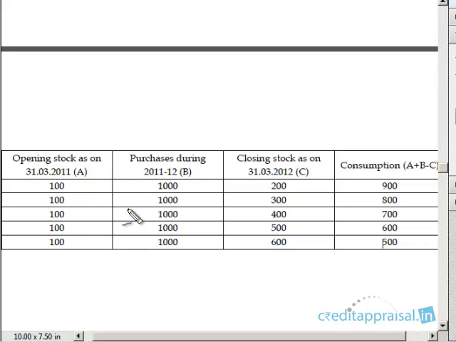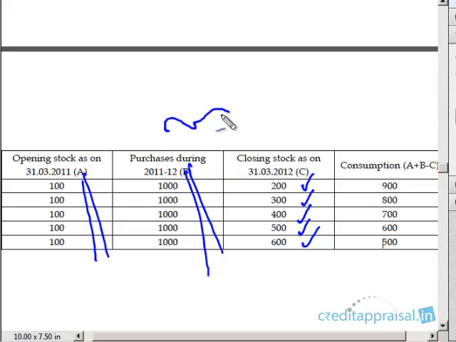So see this small table. Here the opening stock is same in all scenarios. The purchase is same, but the closing stock is different, right? If the closing stock is different, what does it mean? It means that during the year the company has consumed different amounts in each of the scenarios, right? The opening stock and purchases are same, but the ending is different. What does it mean? That during the year for the production process, the company has consumed different amounts.